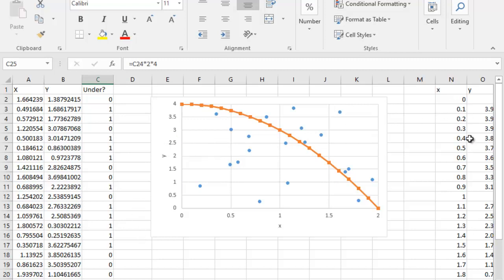So on the right, I've just generated some numbers that let me graph the parabola. All this stuff over here is doing is graphing the orange parabola. Then I threw darts by generating random numbers.